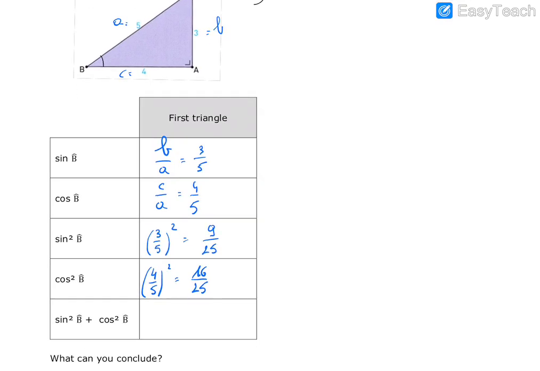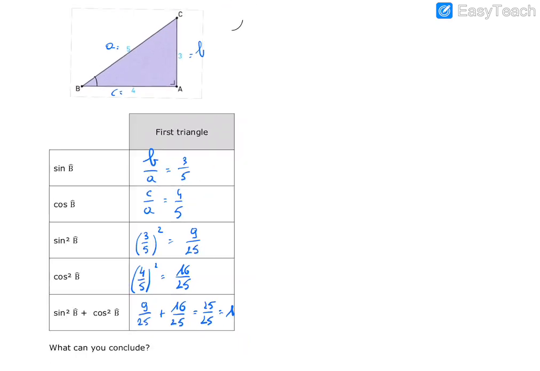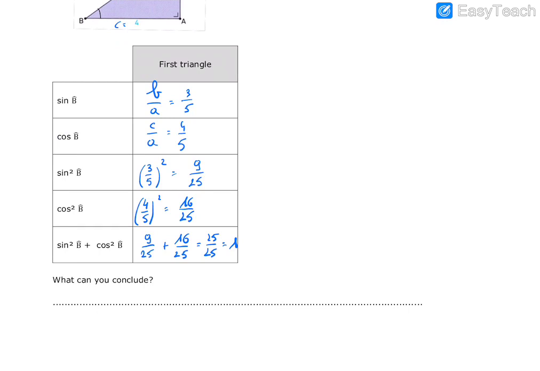Final step. What if we would add these two values? If you're going to add these two values, you're going to notice that they equal 1. So our conclusion is that apparently the sine squared of b plus the cosine squared of b is equal to 1. As I mentioned to you yesterday, I'm going to say that one more time.